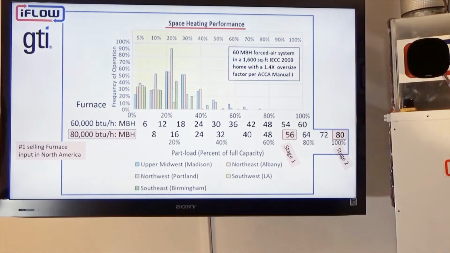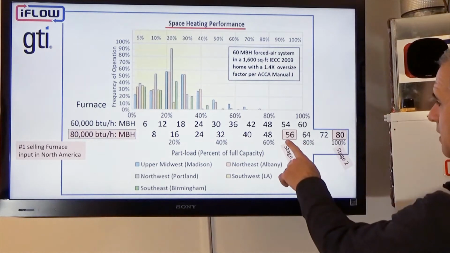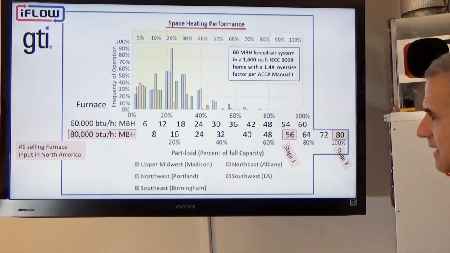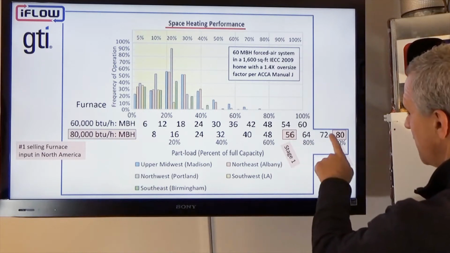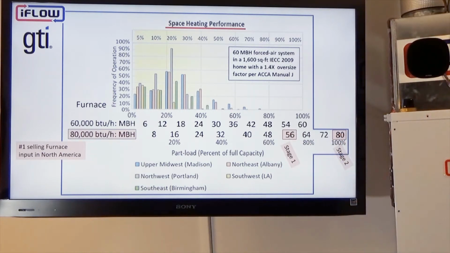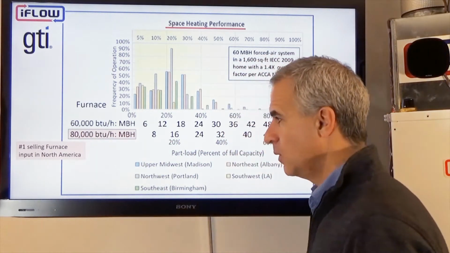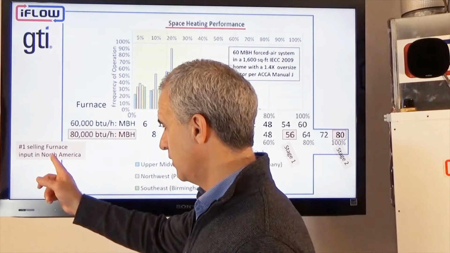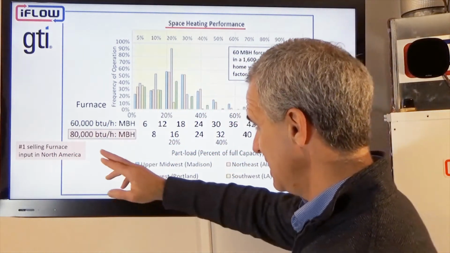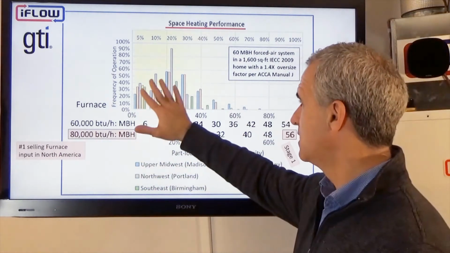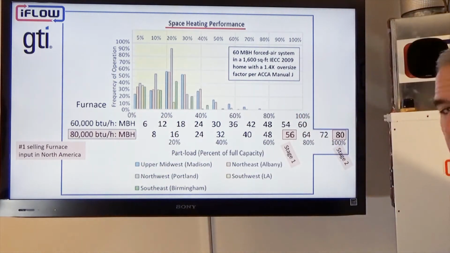And we see here that stage 1 is 70% of maximum. So it's going to operate at 56,000 BTUs at its minimum. And then we'll ramp up to 80,000 BTUs when needed. So if we have this furnace, which again is the #1 selling furnace in North America, the #1 sized furnace selling in North America, if we have that installed in this home, how is it going to operate?